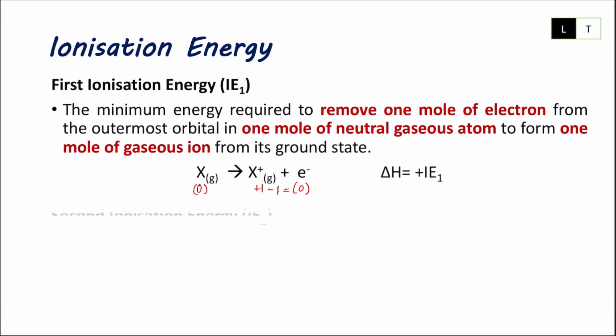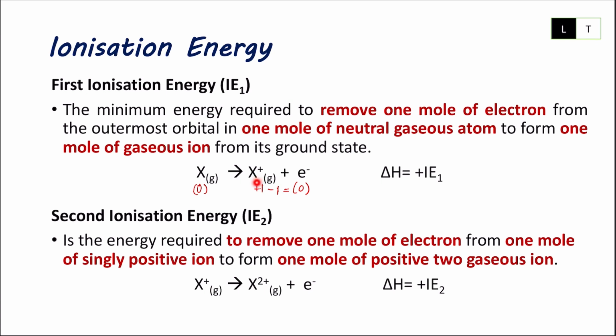We are going to continue with the second ionization energy. We take 1 mole of gaseous ion here and we remove 1 mole of another electron from it to form X2+, 1 mole of positive 2 gaseous ion. You can see that the charge is still balanced on both sides. Here is positive 1 and here is positive 2 minus 1, we get positive 1. So this is how you define two different ionization energies based on how many electrons you removed.